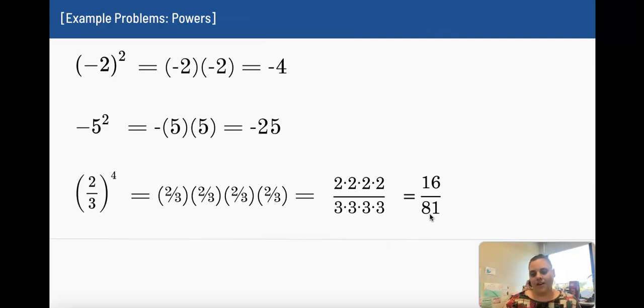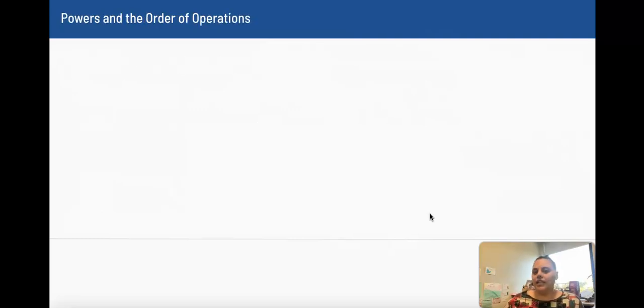We cannot simplify this any further. 16 over 81 would be our answer here. Now let's take a look at our order of operations.